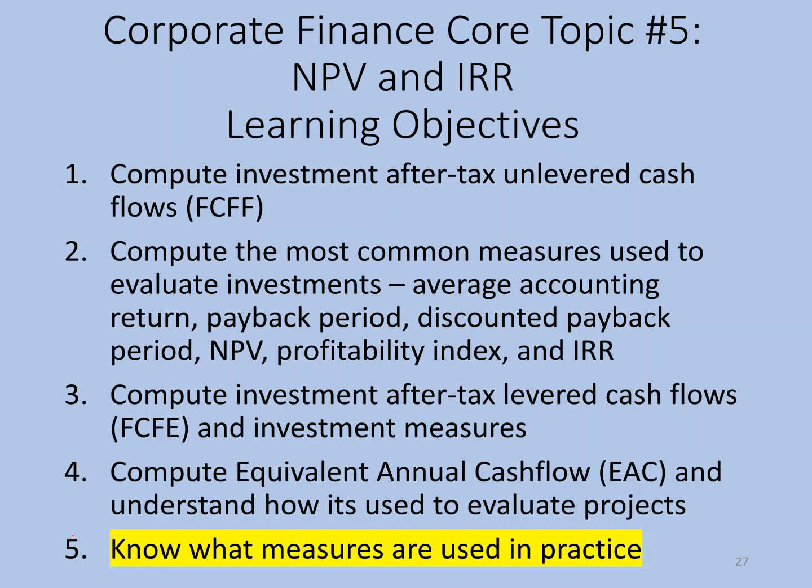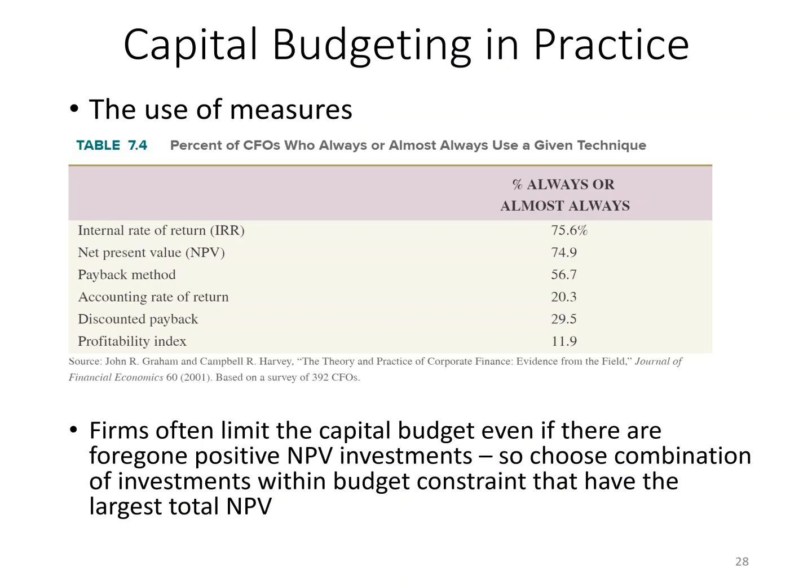Learning objective number 5. Since we've done our analysis, we calculated unlevered and levered cash flows and talked about all our measures. We want to know what measures are used in practice. Here's a survey of CFOs from Graham and Harvey in the Journal of Financial Economics. What they found is basically IRR and NPV are used by 75% of the respondents. Payback period is next with 56%, and then followed by accounting return, discount payback, and profitability index.